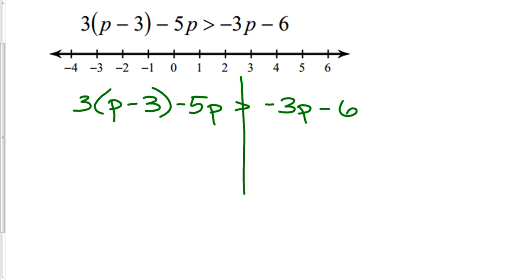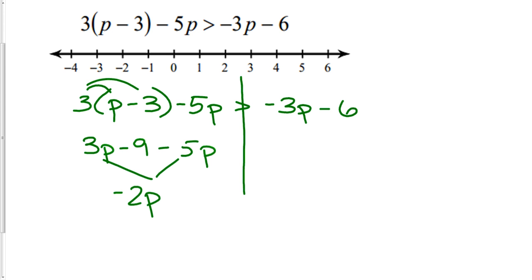So on the left side, I can distribute. When I distribute, I get 3p minus 9. I can then combine my two like terms. 3p and negative 5p gives me negative 2p. Still the negative 9. On the other side of the inequality, there's nothing I can simplify, nothing I can combine. So that just stays as 3p minus 6.